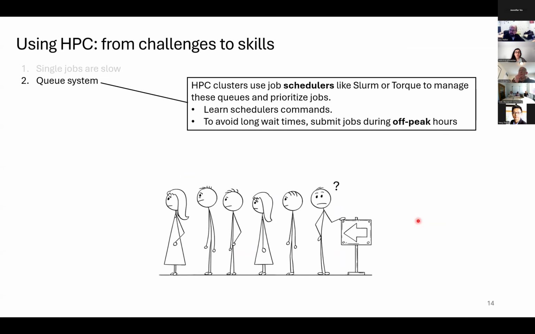Another one was learning about the queue system. Many people are using the HPC facilities at the same time, and there are job schedulers that prioritize people's jobs. For that, I had to learn a scheduler's commands. Besides that, what I personally preferred was to wait until midnight, when maybe many people are not using the HPC, and just submit my job.